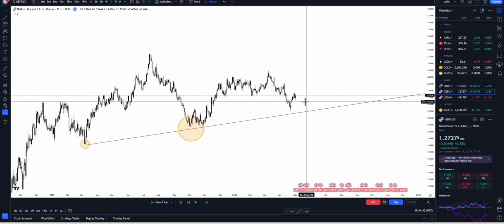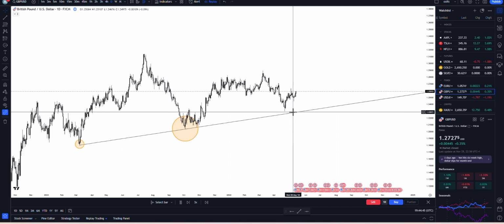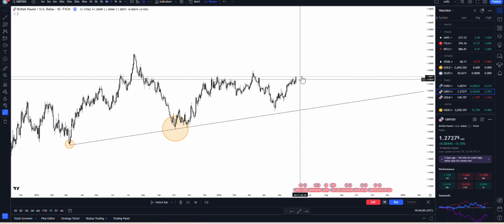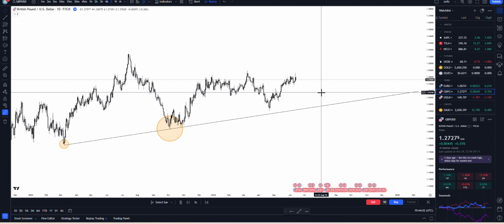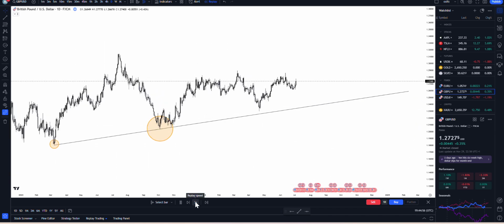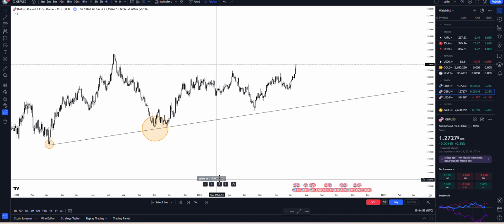So you can see this guy did not touch. He came close but he did not touch. You still don't have an entry here. You want to have an entry where it touches. But remember, like I said, we don't trade only the trend line. So we're going to wait for the third touch.